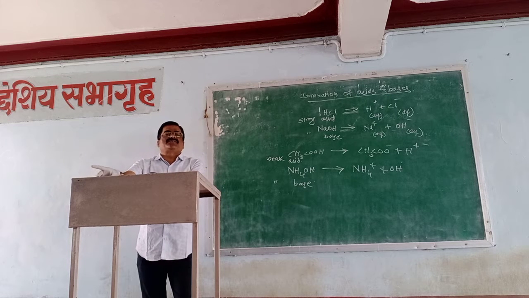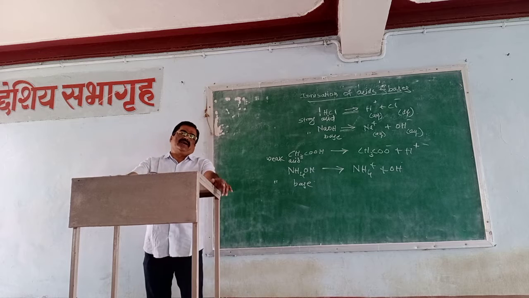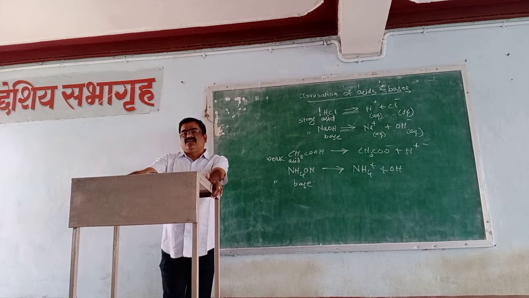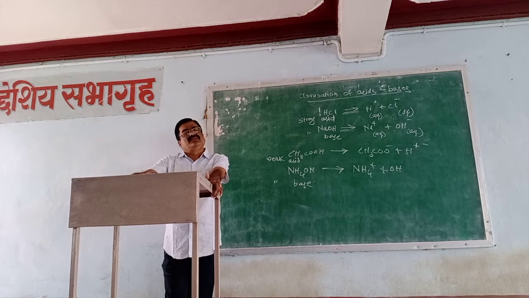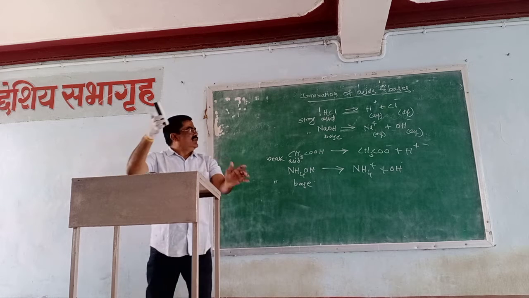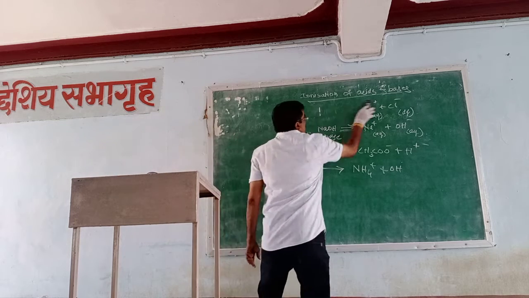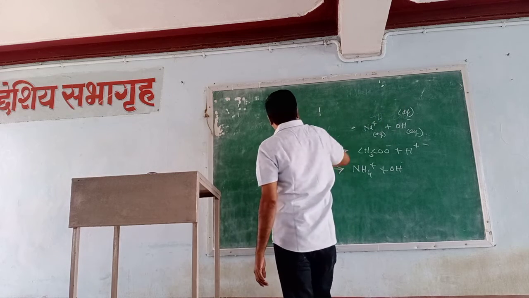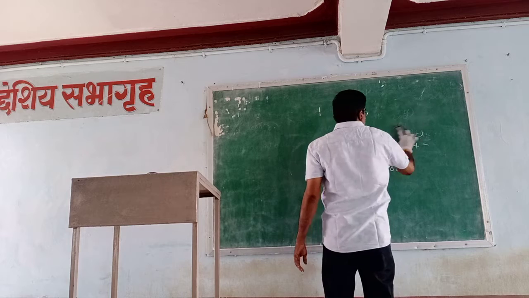Such acids and bases are called strong acids and strong bases, and those which don't dissociate or ionize completely in the aqueous medium are the weak acids and weak bases. Then we have to see about the dissociation constant of weak acid and the weak base.